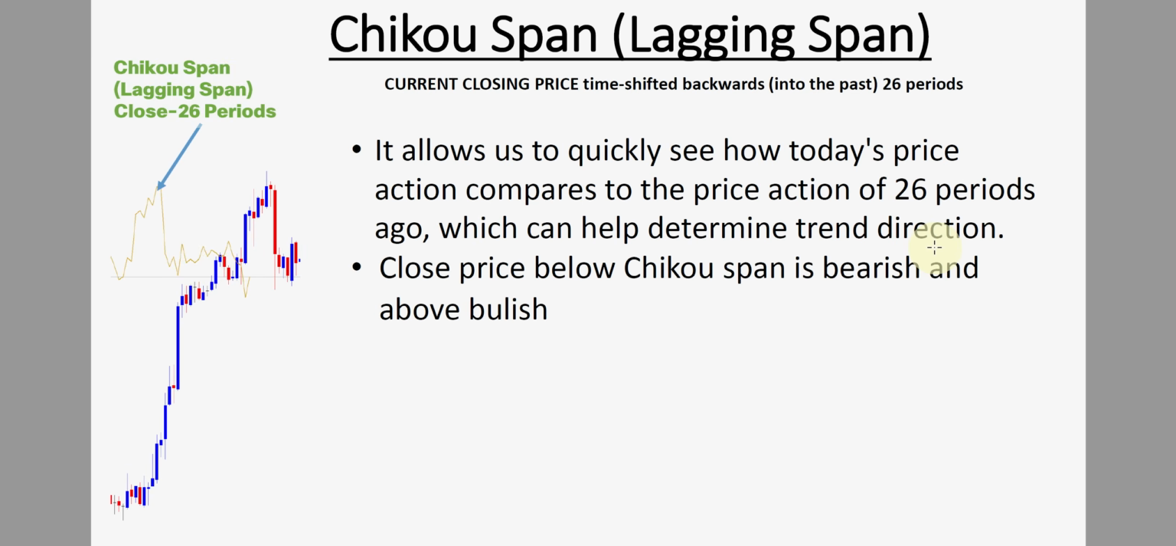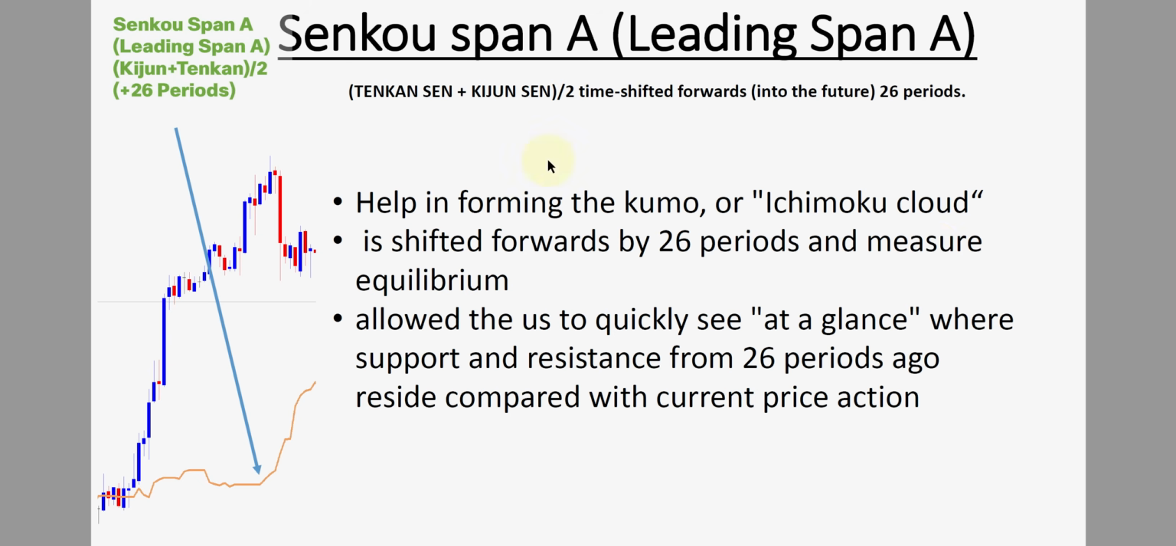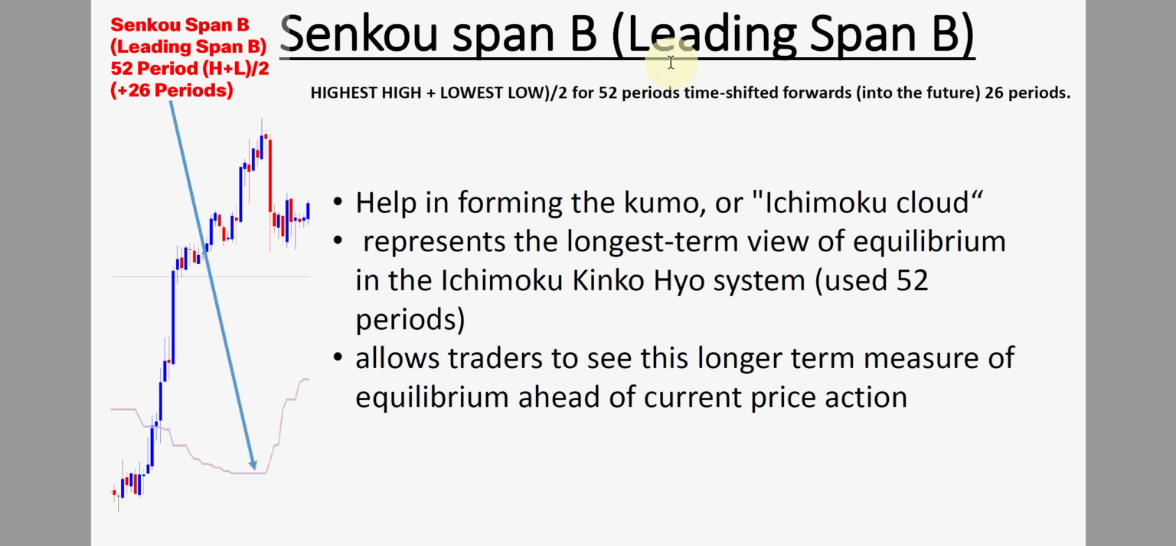So Senkou Span A, which is this line here, is shifted 26 periods as we said, and the beauty of it is it allows us to quickly see at a glance where support and resistance from 26 days ago reside. Similarly, Senkou Span B, we have looked at that as well. It also allows us to see a longer-term measurement of equilibrium ahead of price.